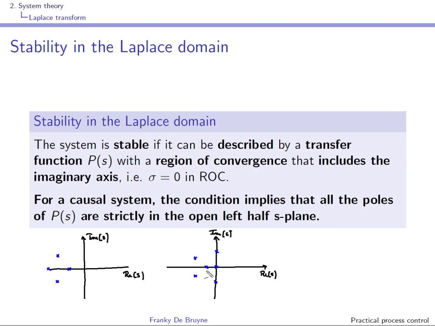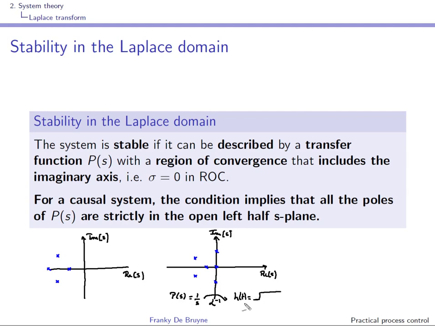Let us take an example that you know. For instance, if P(s) is this integrating system that we have considered previously, here we have one simple pole at the origin. That system is marginally stable. As you can see, if you take the inverse Laplace transform, the impulse response that is associated is a step. So this is not converging to zero and it's not diverging.